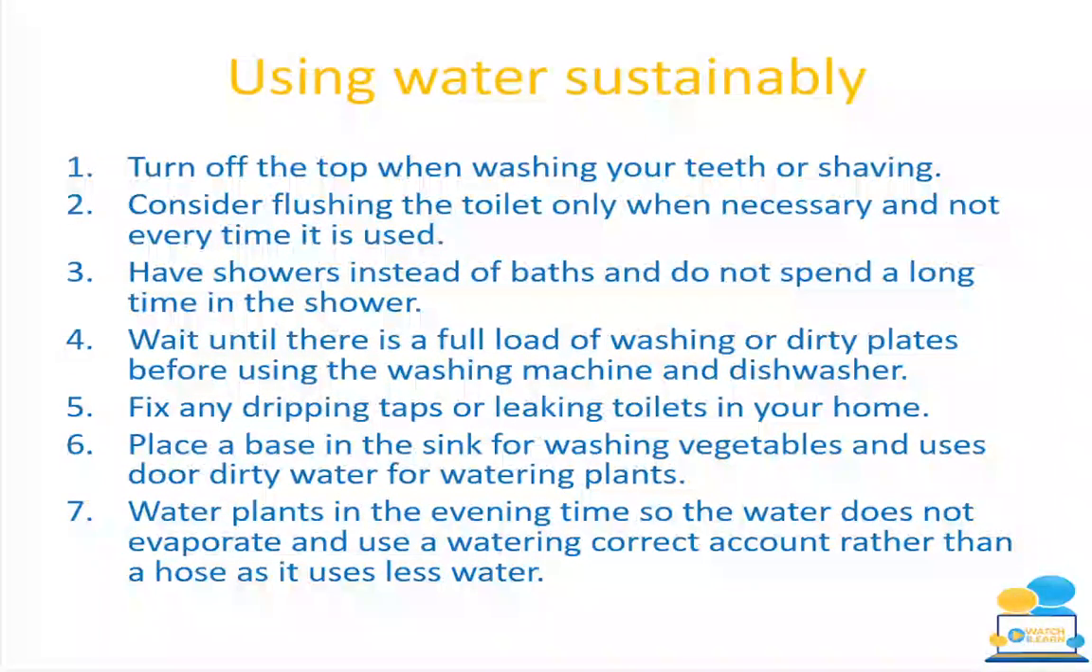When you're using water sustainably, turn off the tap when you are washing your teeth or shaving. Only flush the toilet when necessary. Have a shower instead of a bath, and do not spend 20 odd minutes in the shower. Wait until you have your full load of washing, and if you are using the dishwasher, use it when it's full. Fix any dripping taps or leaking toilets in your home, because this will contribute to a lot of water waste. Place a basin in the sink if you're washing vegetables, and use this for watering your plants.